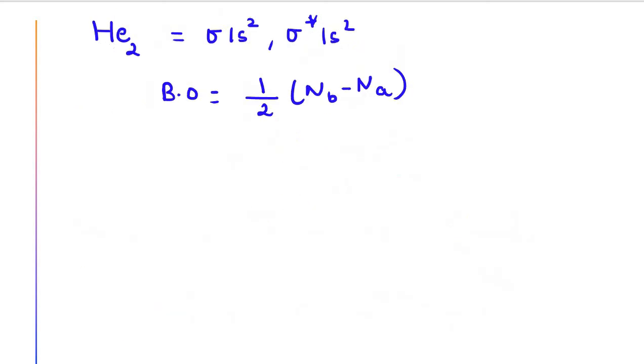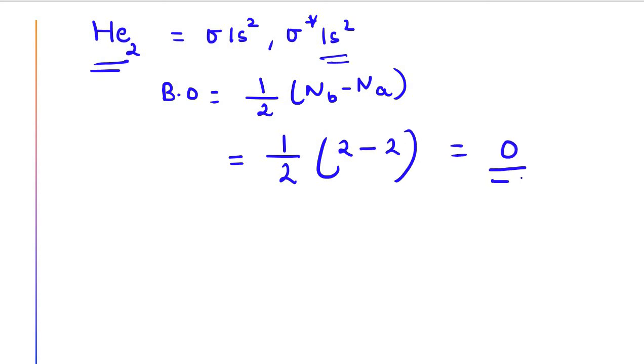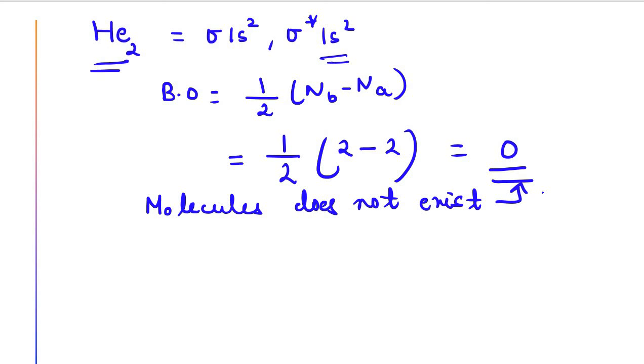Now let us take the case of the helium molecule. In the case of the helium molecule, what is the configuration? The total number of electrons is 4. So we can write the configuration as sigma 1s2 and sigma star 1s2. So in this case, you can see that the number of bonding electrons is 2. Again, the number of electrons in the anti-bonding orbital is 2. So we are getting the bond order as 0. If for a molecule we are getting the bond order as 0, that means the molecule does not exist. The atoms do not combine to form that molecule. So that molecule does not exist if the bond order is 0.